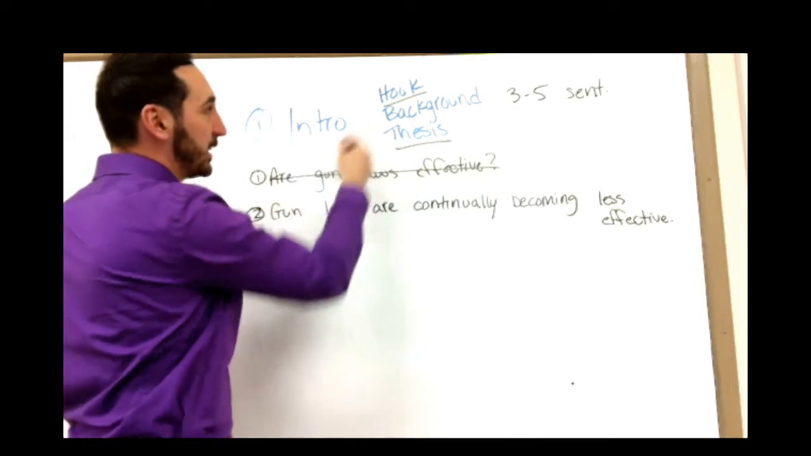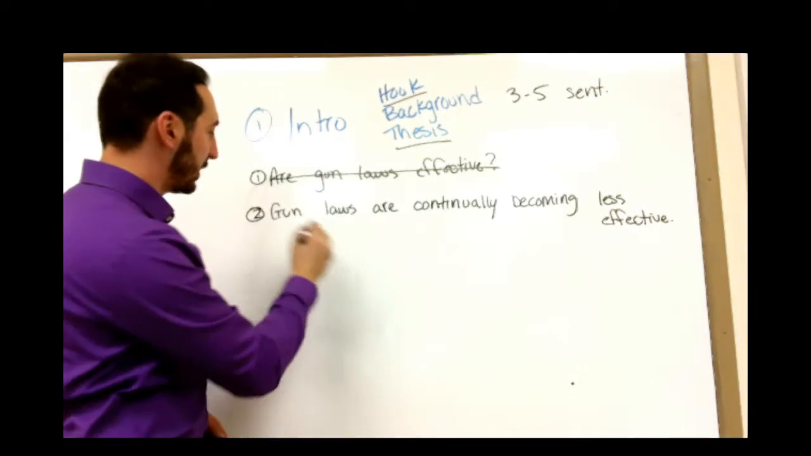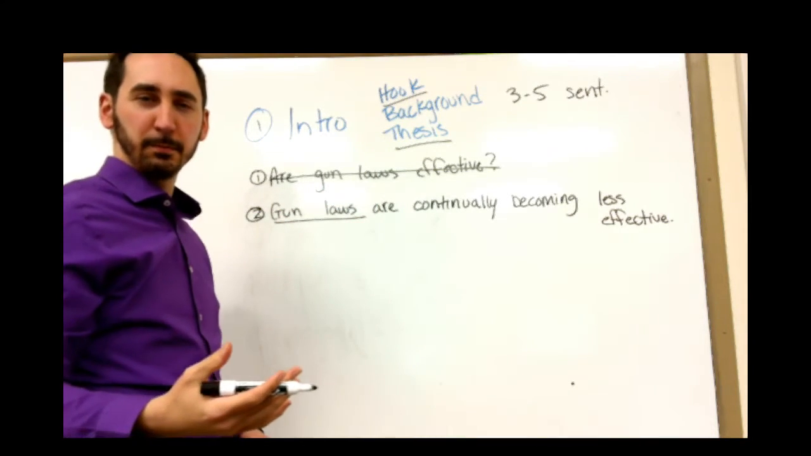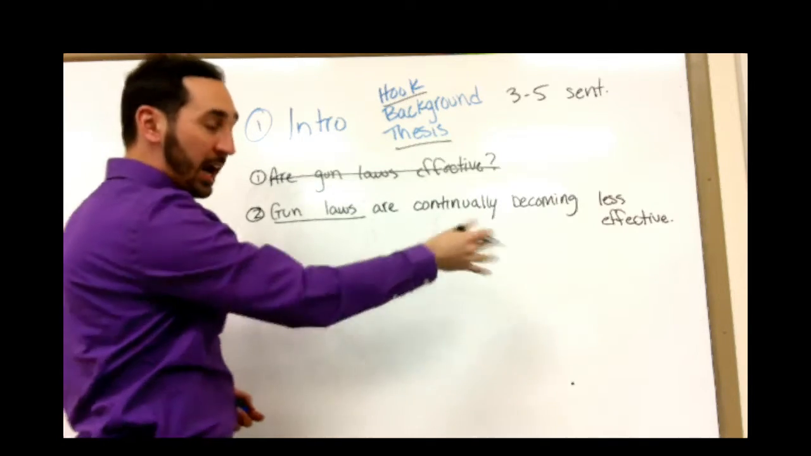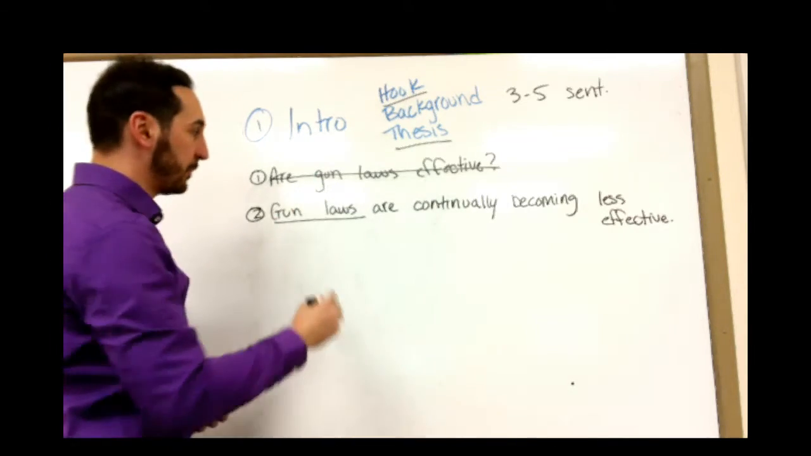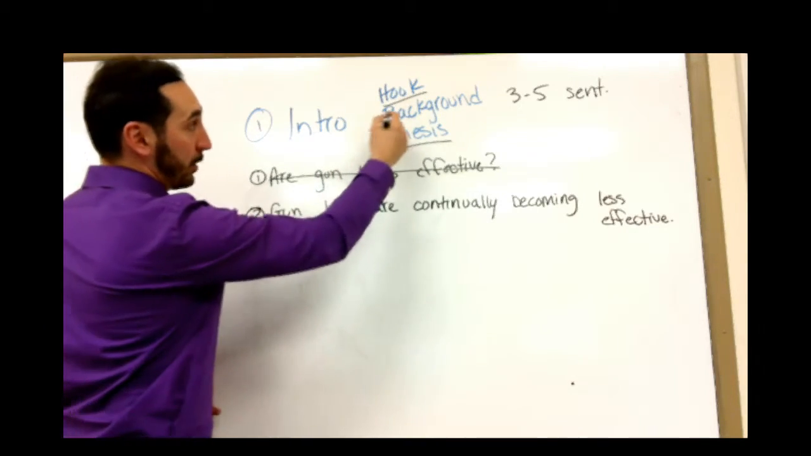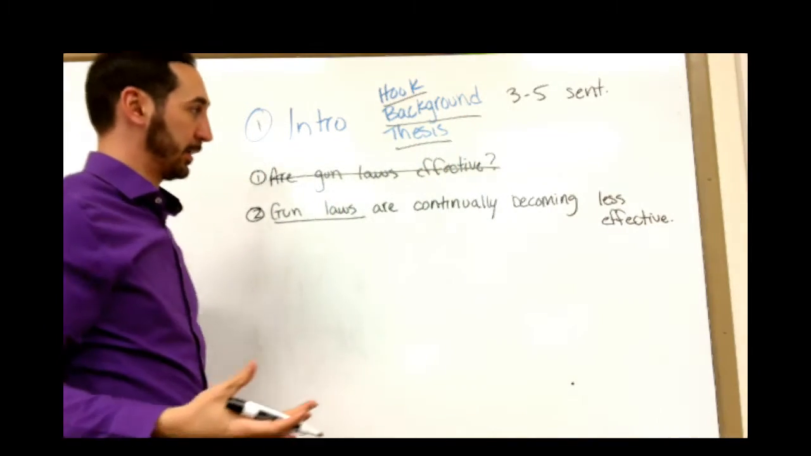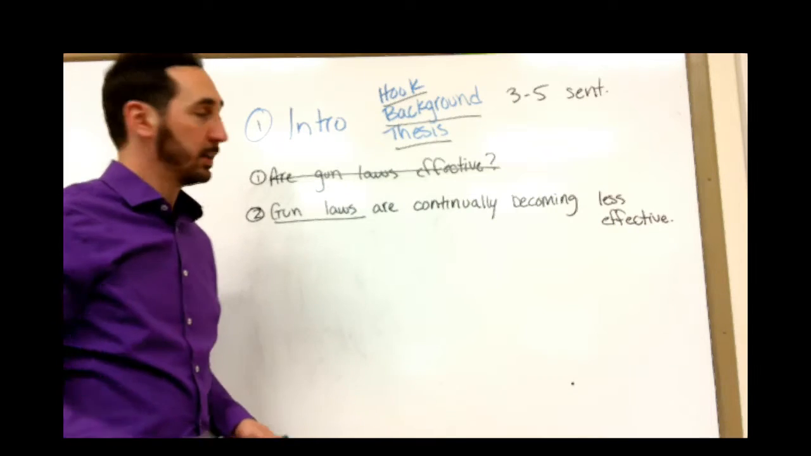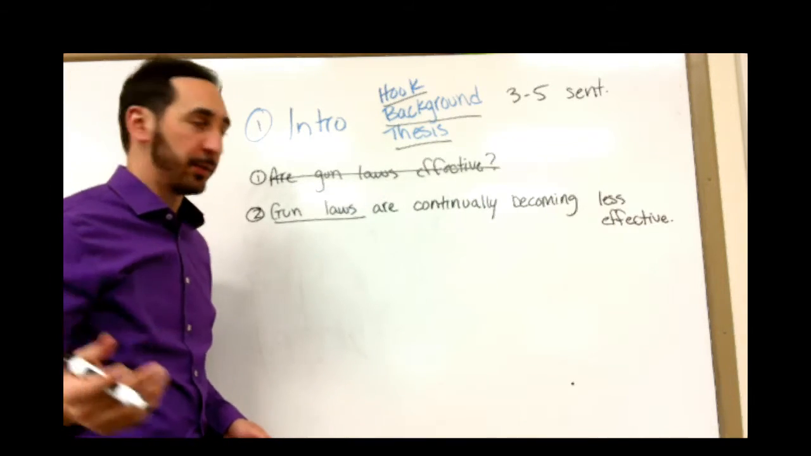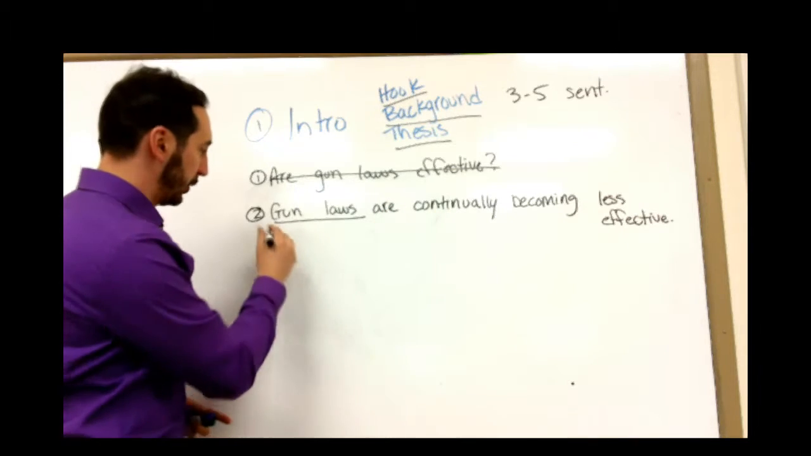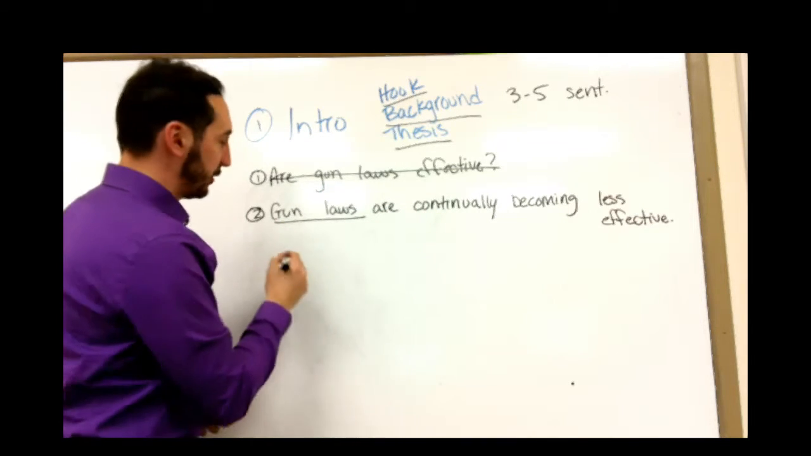After you've done that, give me a little bit of background. You've told me that gun laws are ineffective, but why are we talking about gun laws? Describe to me why you think they're ineffective. So the background then, I'm not going to write anything. I suppose I could give you an entire paragraph here. Background becomes, tell me a little bit about this. I'll give you one sentence. So, gun laws are continually becoming less effective.